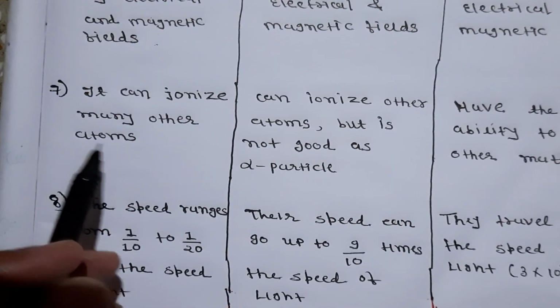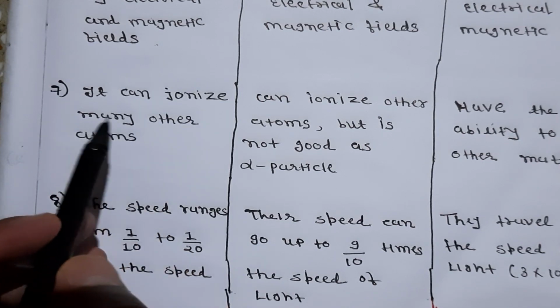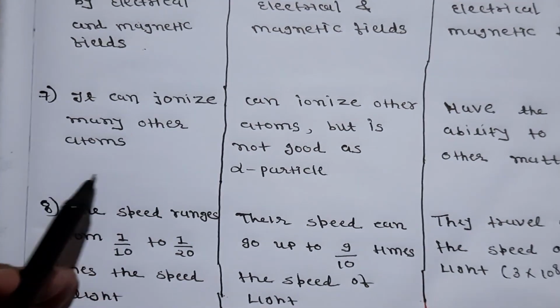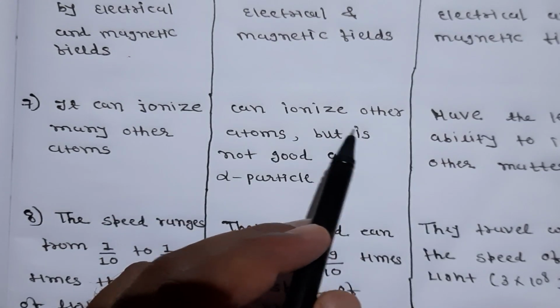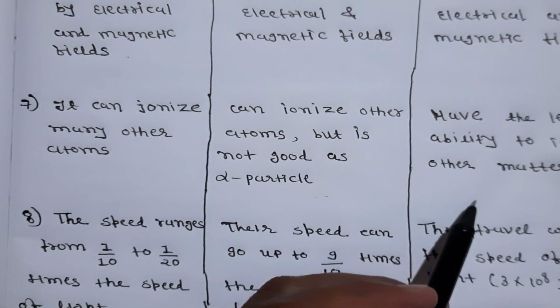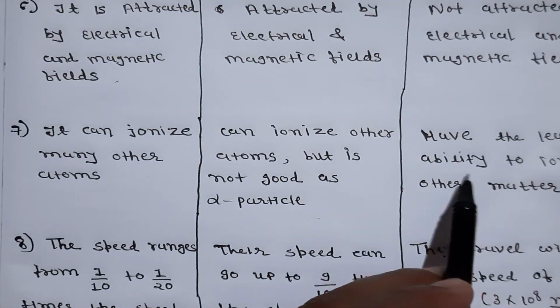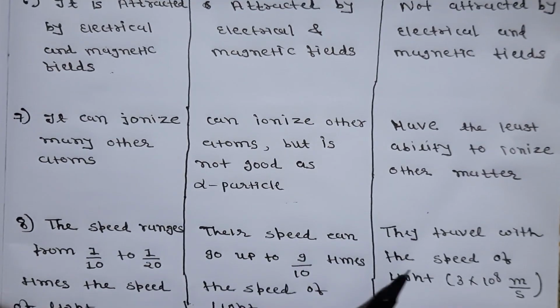Alpha particle has a high charge, so it can ionize many other atoms. Beta particle has less charge than alpha particle, so it can ionize other atoms but not as well as alpha. Gamma radiation has the least ability to ionize other matter because it has no charge.